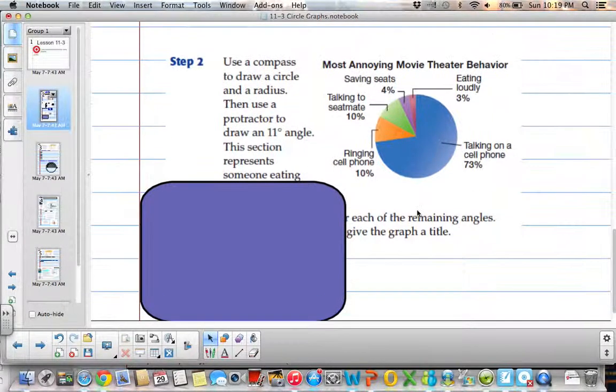So we always want to look at it and make sure it makes sense. And when we look at a circle graph that's already done, that's how we can also interpret data. If we were just given the circle graph, we would be able to look at the different sections and figure out how people answered just by looking at the parts of the circle.